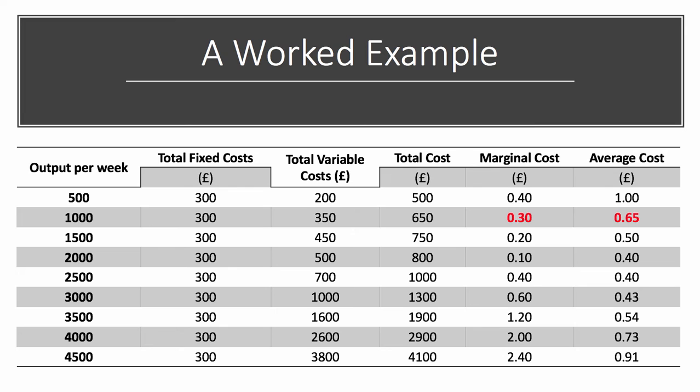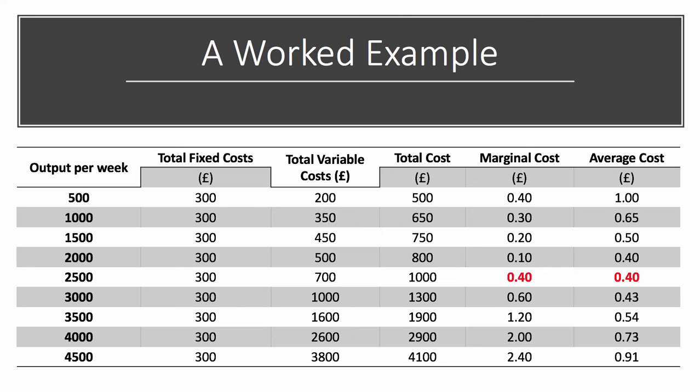Again, go forward to the next unit. The marginal cost is 20p, lower than previous average 65, so the average must fall, it falls to 50, and so on. Notice here that providing the marginal is low and less than the average, then the average must fall.